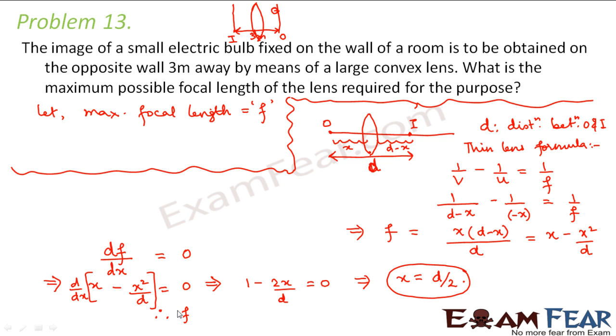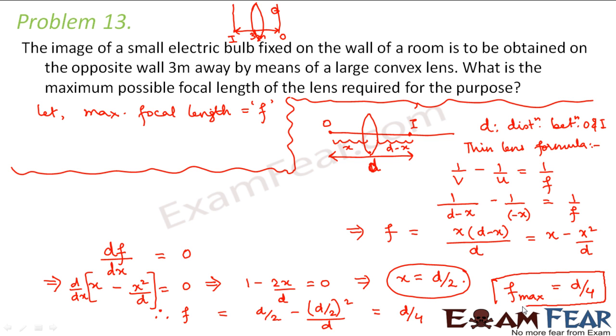Therefore, f is equal to, let us put the value of x as D by 2, D by 2 minus (D by 2) whole square divided by D. So this comes out to be D by 4. Therefore, the maximum value of focal length is equal to D by 4, where D is the distance between the object and the image.